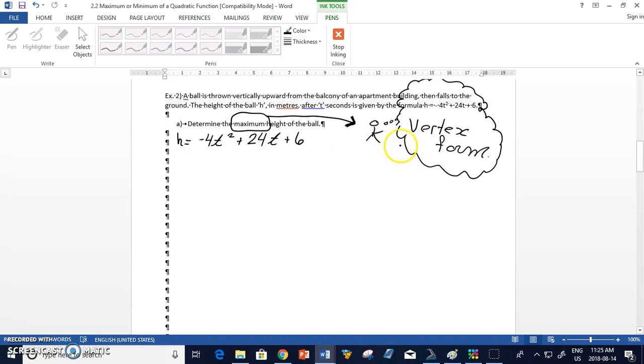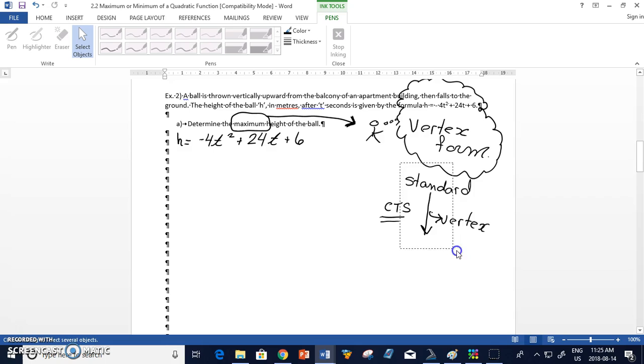So next thing in my thought bubble is, what form do I have now? Well, right now I have standard form. And you're reviewing everything here. How do we go from standard to vertex? We complete the square. This is how we do it.